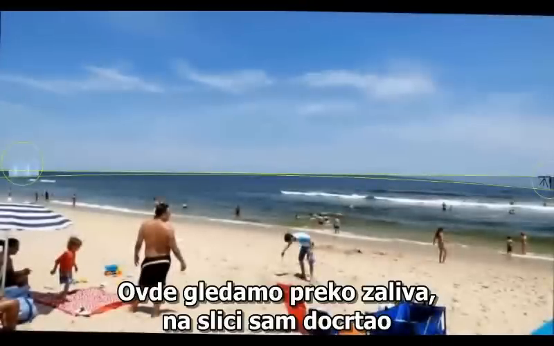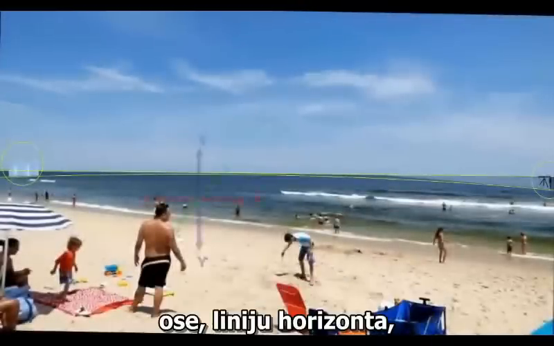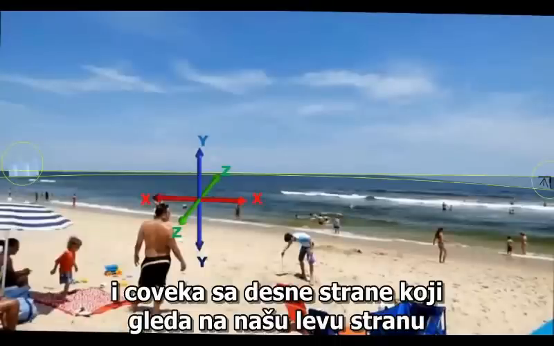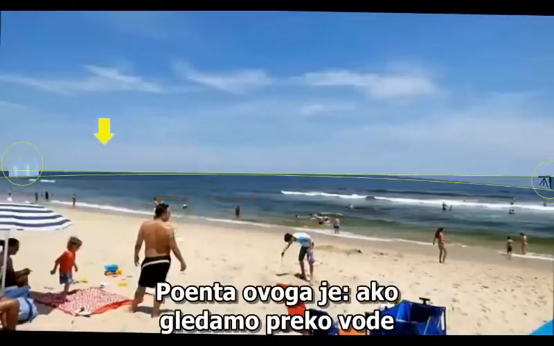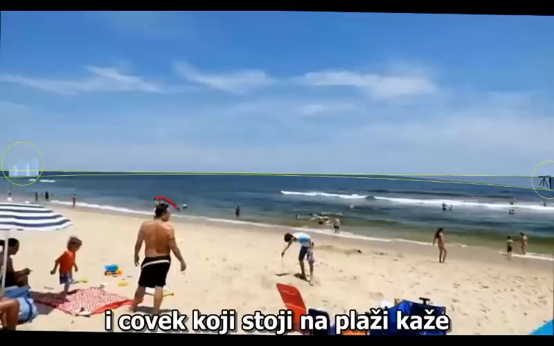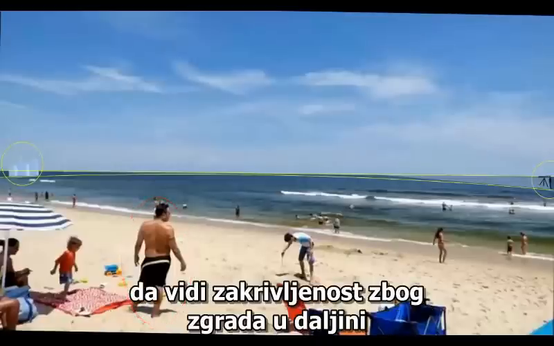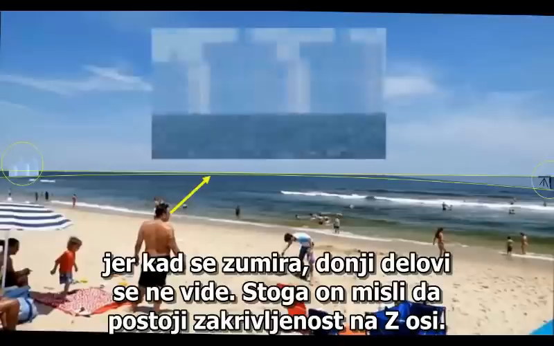Okay, here we are looking over the bay. I have it mocked up here with the X, Y, and Z axis, and a line across the horizon. You'll notice I have a guy over there on the right-hand side of the screen, and he's looking across to the left. So here we are looking across this patch of water, and the guy on the beach here says he sees curvature because the building's way off in the horizon. Once you zoom in, the lower parts disappear, so he's claiming curvature on the Z-axis.